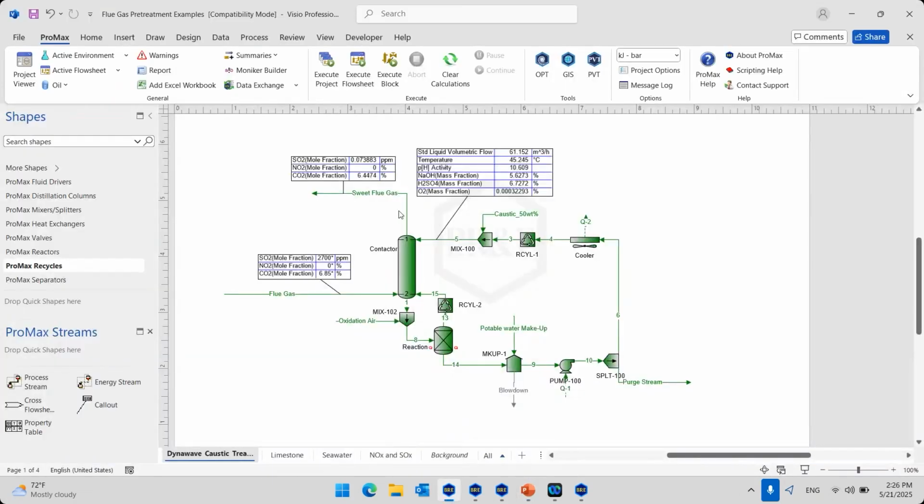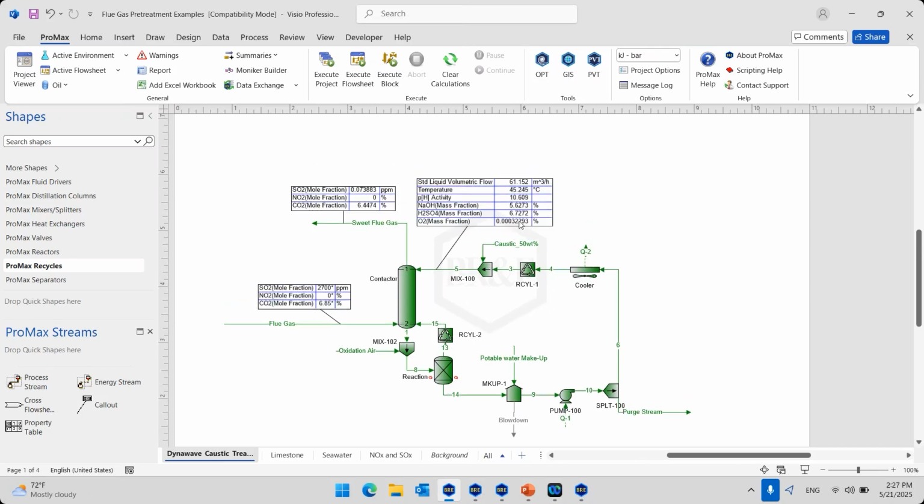I've got an example file here with 4 different processes of how to remove SOx, and also NOx in one of the examples. The first one we are looking at right now is a caustic treater, where we are also using oxidation air. We have a flue gas coming into a contactor tower, and we are sending a solution of caustic there. This solution of caustic is being recirculated. We are always purging part of the solution and adding fresh caustic at the top.